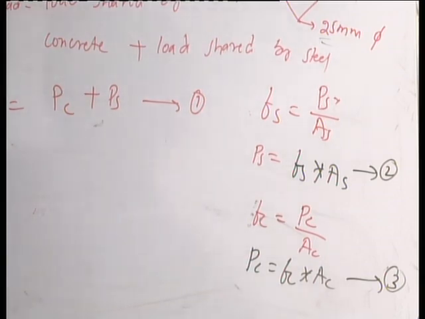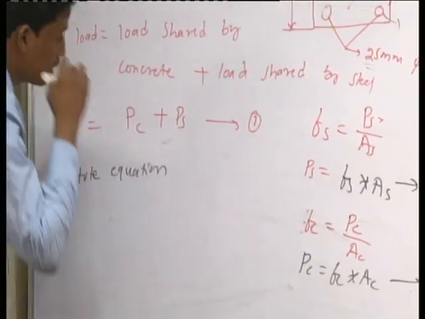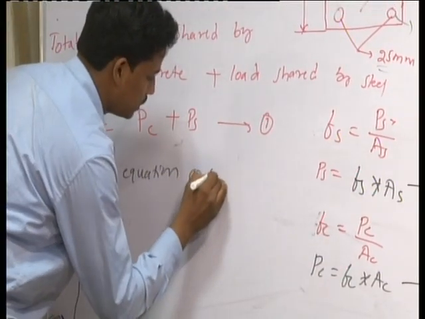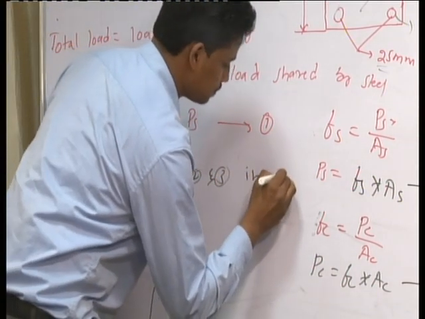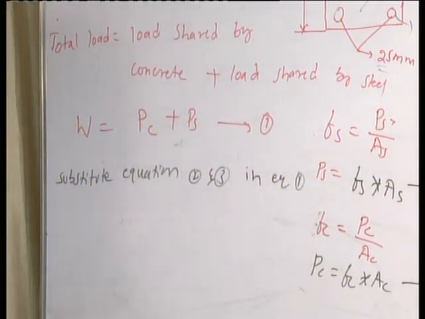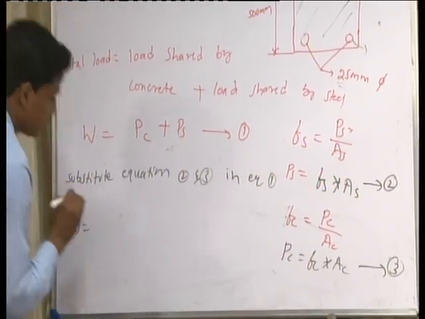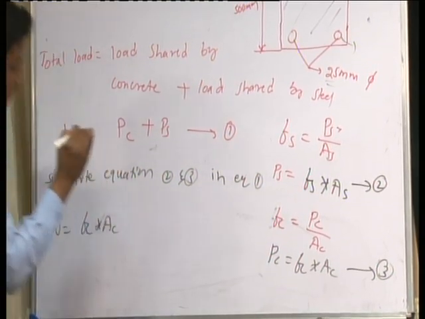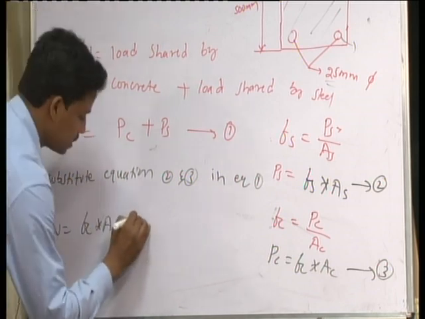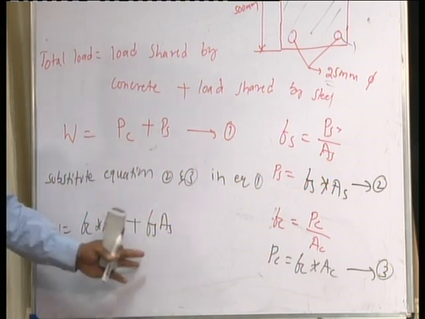So in the next step, substitute equations 2 and 3 in equation 1. Now the total load W is equal to, we have Pc is equal to Fc into Ac, plus Ps, which is equal to Fs into As.